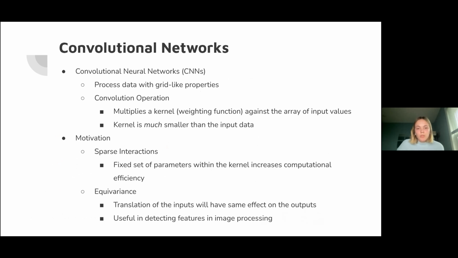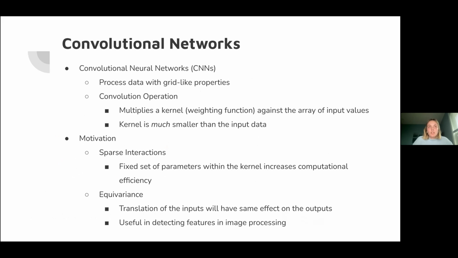So convolutional networks are a type of neural network that are particularly beneficial for processing data that has a grid-like property, such as images, which are two-dimensional grids of pixels, essentially. And CNNs employ the operation known as convolution in at least one of their layers. The convolution operation involves multiplying a weighting function against the input data values. This weighting function is known as a kernel, and is typically a multidimensional array of weight parameters, while the output of this function is known as a feature map.